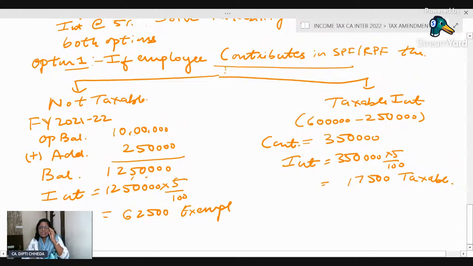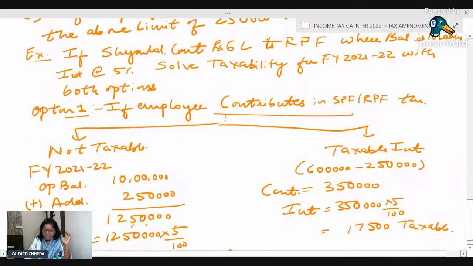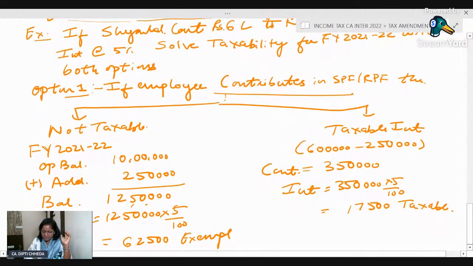Employee has contributed 6 lakh. 10 lakh opening balance तो है, no retrospective effect. 2,50,000. Note down this example. I hope you all have noted the question carefully. यहाँ से शुरू हो रहा है question and then answer. 17,500 fully taxable.